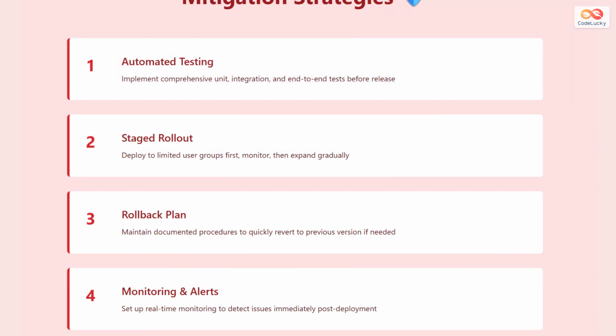To manage these risks, release managers implement four key strategies. First, automated testing means implementing comprehensive unit tests, integration tests, and end-to-end tests before any release happens. Second, staged rollout involves deploying to a limited group of users first, monitoring the results, then gradually expanding to all users. Third, a rollback plan documents exactly how to quickly revert to the previous version if critical issues occur. Fourth, monitoring and alerts set up real-time monitoring systems to immediately detect problems after deployment, so they can be addressed quickly.